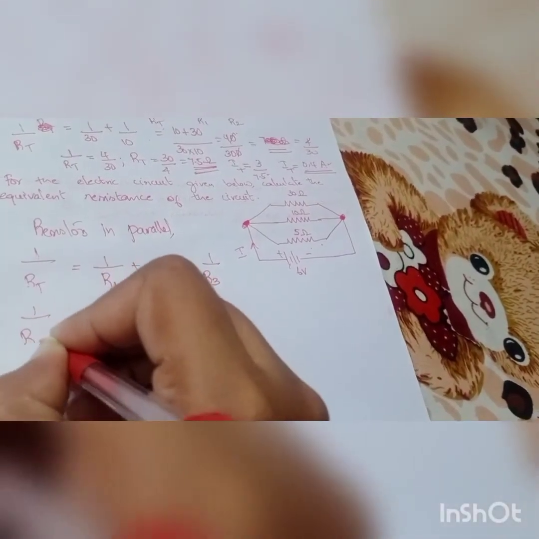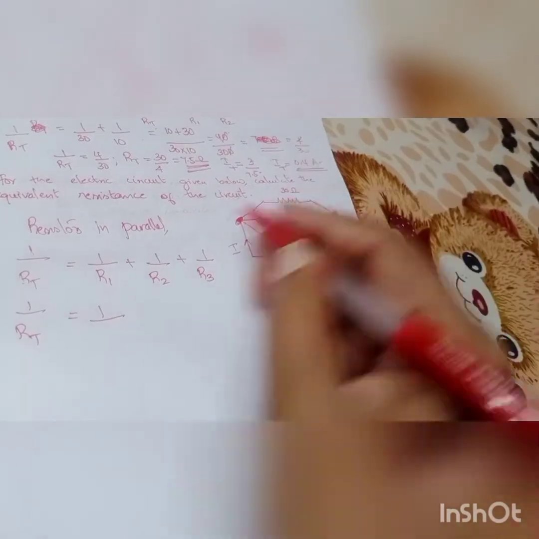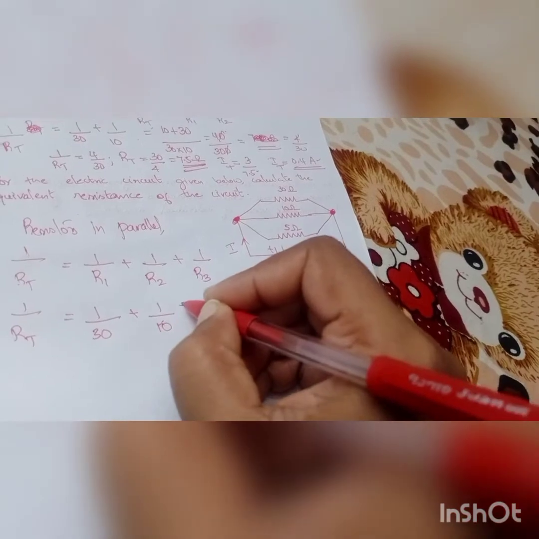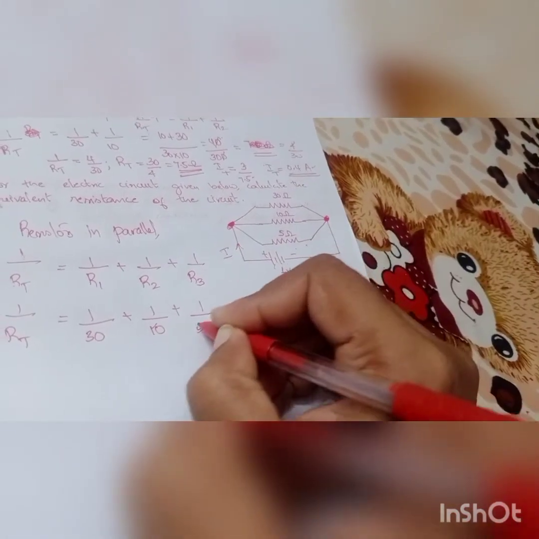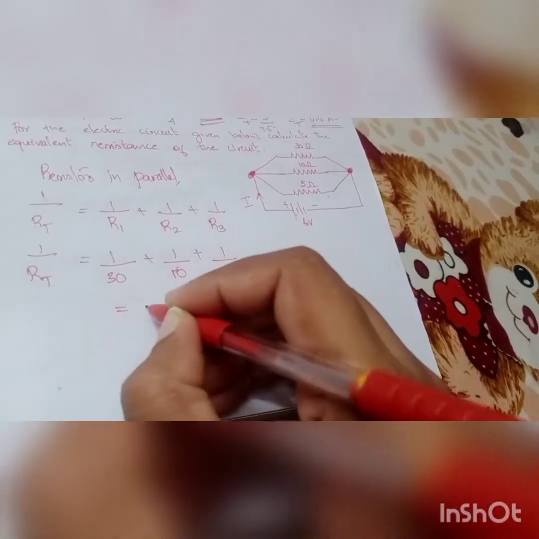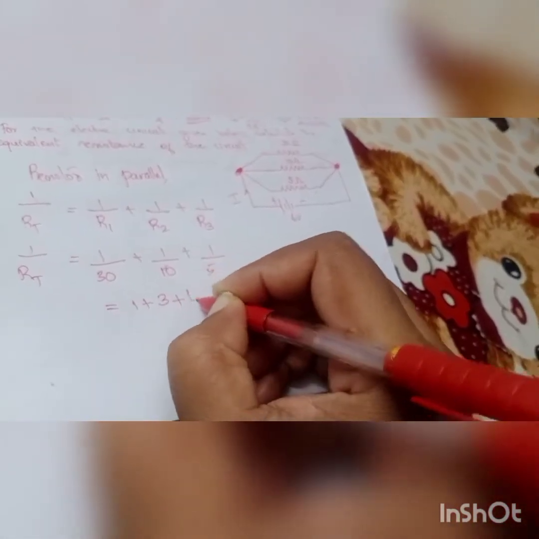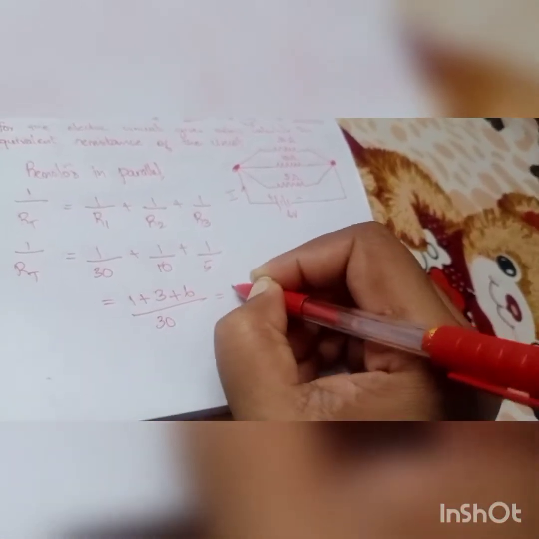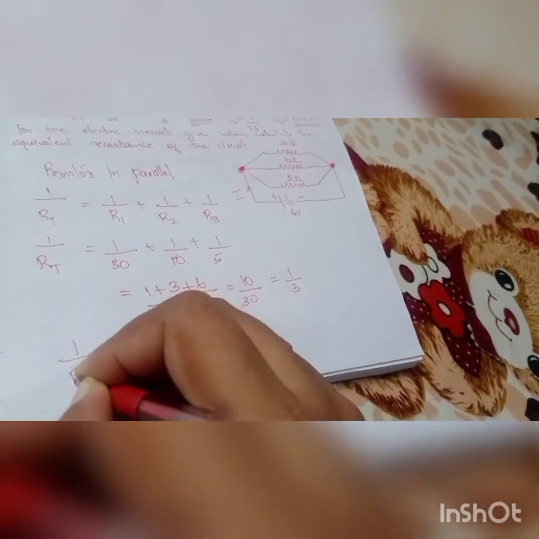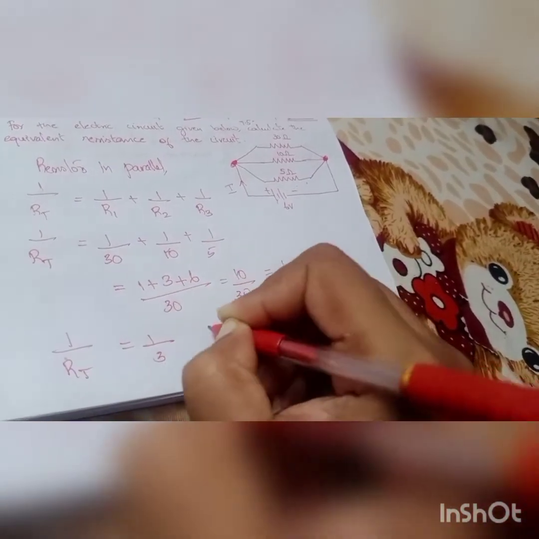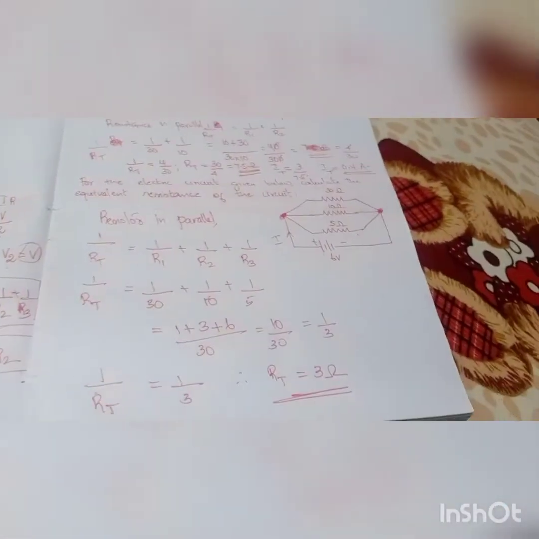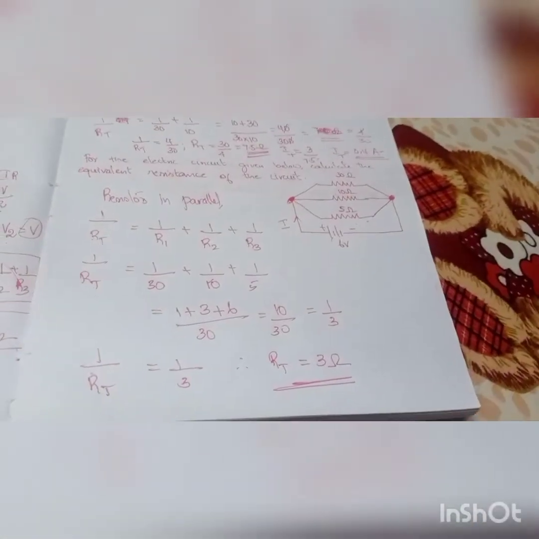So 1 by RT is equal to 1 by, what is the value for R1? 30, plus 1 by, what is the value for R2? 10, plus 1 by R3, the value is 5. Okay. So we can take 30 as LCM. So we will get 1 plus 3 plus 6 divided by 30. That is 10 by 30, which is equal to 1 by 3. So we get 1 by RT is equal to 1 by 3. Therefore, RT is equal to 3 ohm.